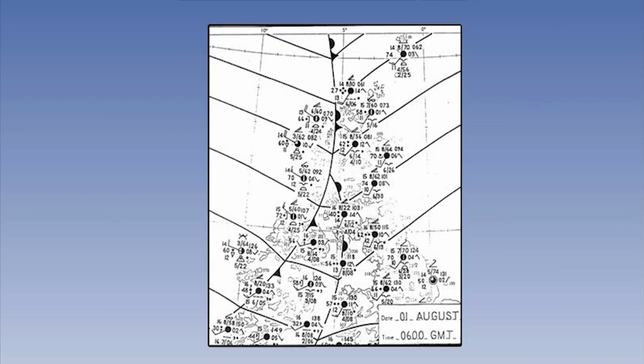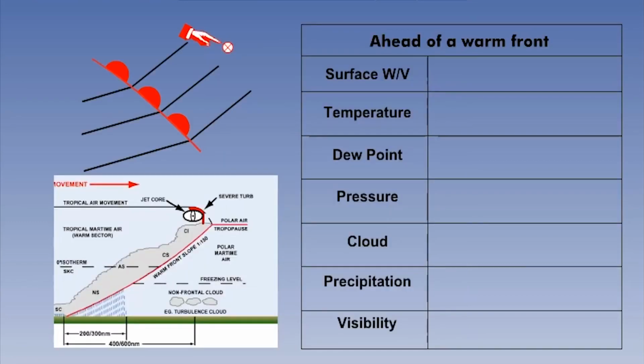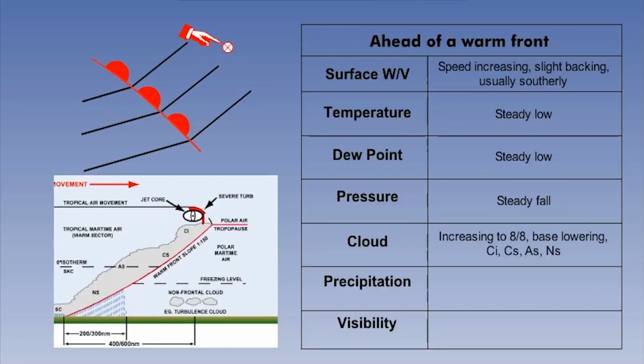Let's now take a look at a summary of the passage of warm and cold fronts. Ahead of a warm front, the wind will steadily increase in speed and back slightly. It is often southerly in the northern hemisphere. The temperature will remain fairly steady and is low. The dew point is usually steady and fairly low. The pressure will fall steadily. The cloud will increase and base lower. Precipitation will set in, becoming persistent and moderate in intensity. The visibility will reduce to poor.